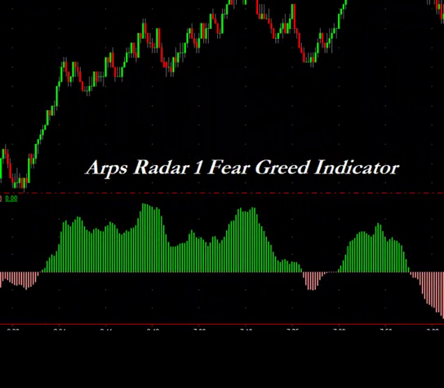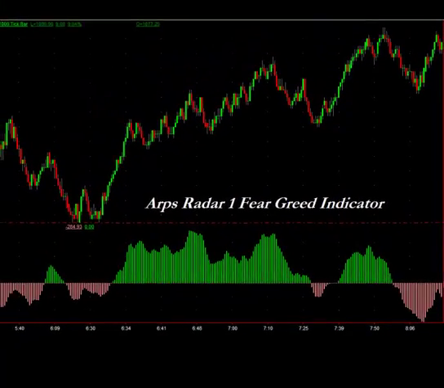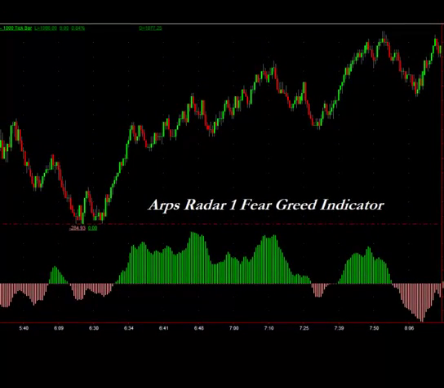The Radar 1 Fear-Greed Index gives the trader insight into who has the upper hand in the market at any given time, the bears or the bulls. It is a friction indicator, displaying the relationship of price and volume in a manner which monitors how many shares it takes to move the price up or down one tick. This shows the trader what the overall sentiment is behind the ebb and flow of the market's oscillations.